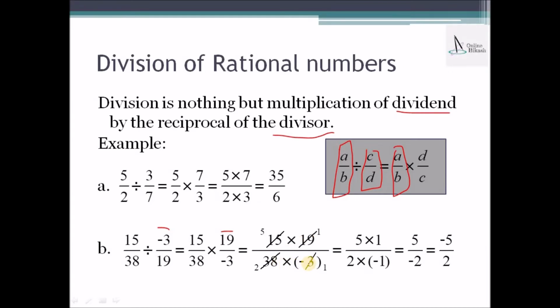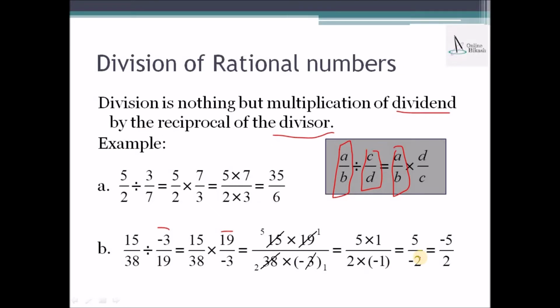Now if we cancel each other, that means 19 will cancel 38, 19 2s are 38 and 3 5s are 15. So in the numerator, what we are left with? 5 and 1. So 5 into 1. And in the denominator, 2 into minus sign and 1. So 2 into minus 1. I'm always telling you, don't forget to put the minus sign. Okay. So 2 into minus 1 is minus 2, 5 into 1 is 5. So 5 by minus 2, just take it into its standard form.